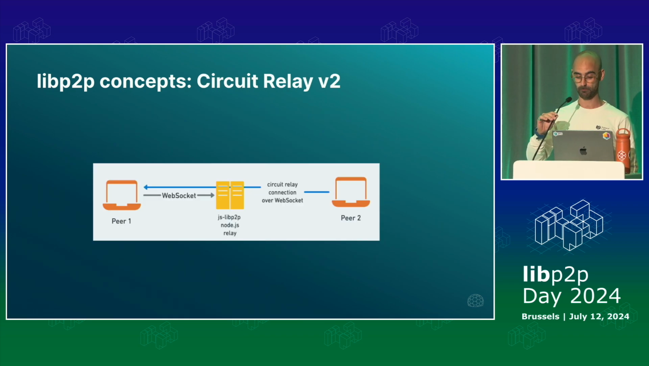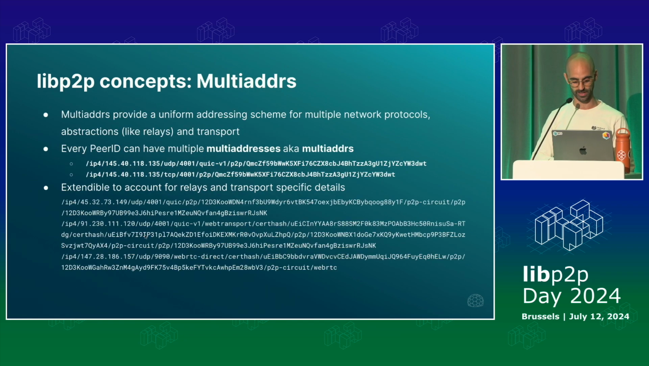So imagine peer 1 is a browser, connects to a relay, gets a circuit relay reservation. That's helpful. Why? Because it's now publicly reachable via the relay. How do we represent that? Well, we can represent that in the multiaddr.